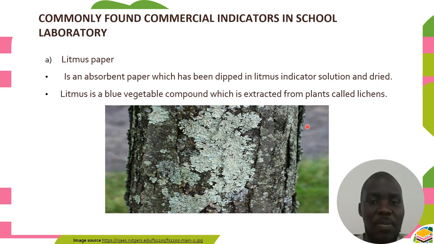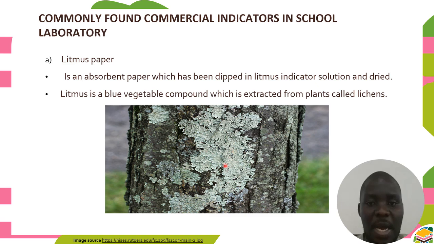So that paper is just prepared. It's not a normal paper. It's a paper that is going to be dipped and later on dried. After being dried, it is used as a litmus paper. But we're going to look at how it is prepared. So in this statement, litmus is a blue vegetable compound which is extracted from plants called lichens.